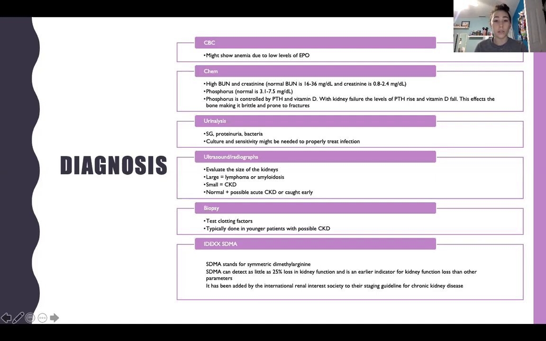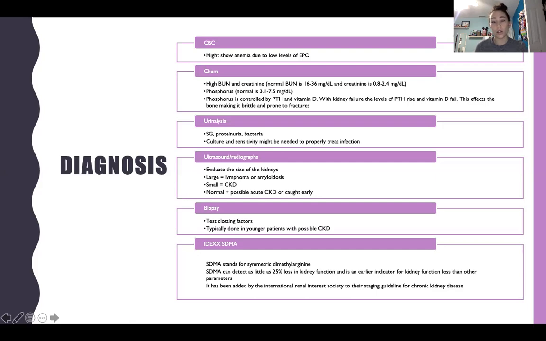On urinalysis, we look at specific gravity to see how well the kidneys are doing at concentrating the urine. You might also see proteinuria and bacteria, and a culture and sensitivity might be needed in order to properly treat an infection. Ultrasound and radiographs are used to evaluate the size of the kidneys. So, a large kidney can indicate lymphoma or amyloidosis.